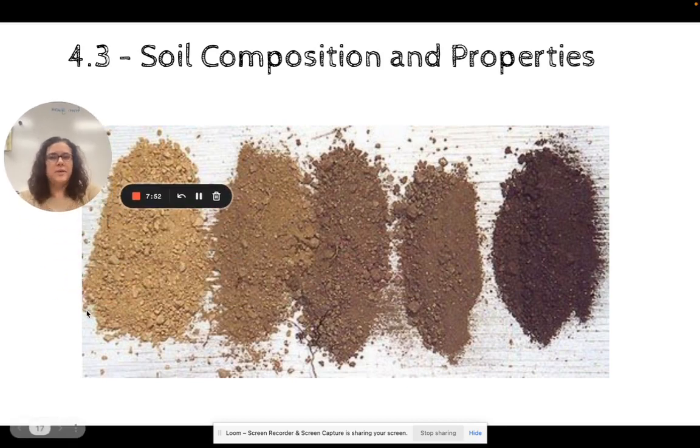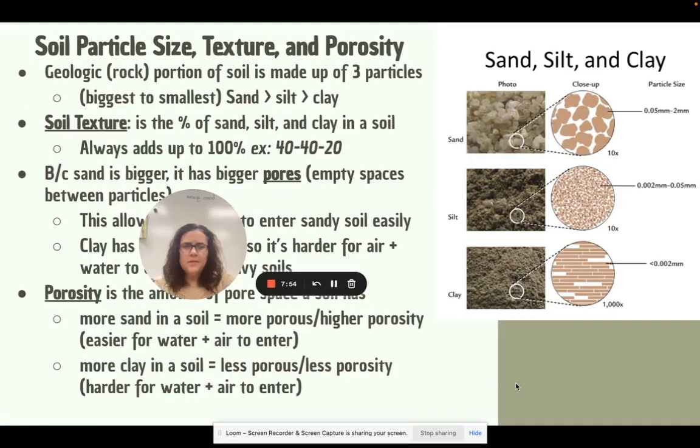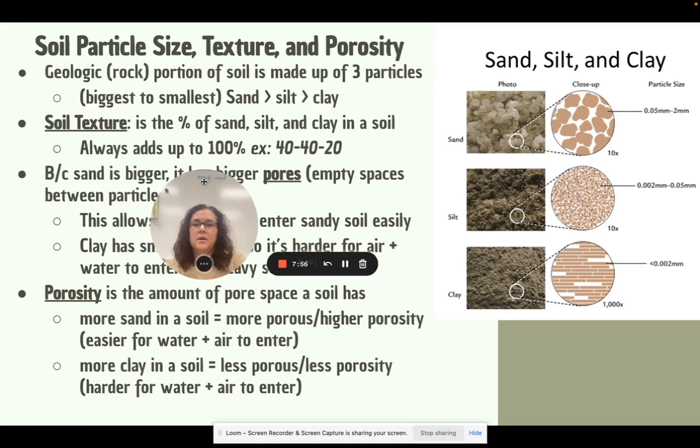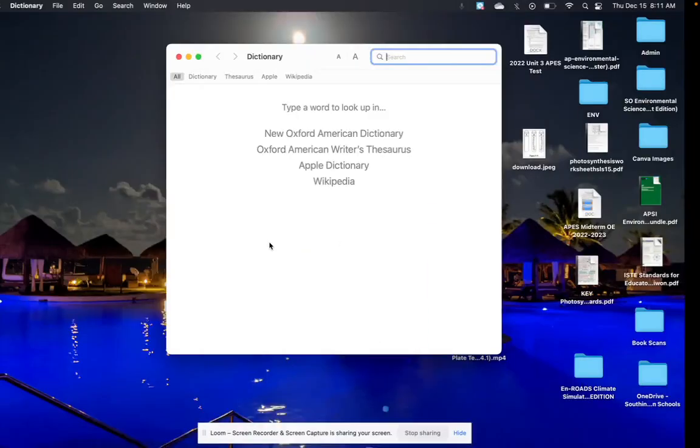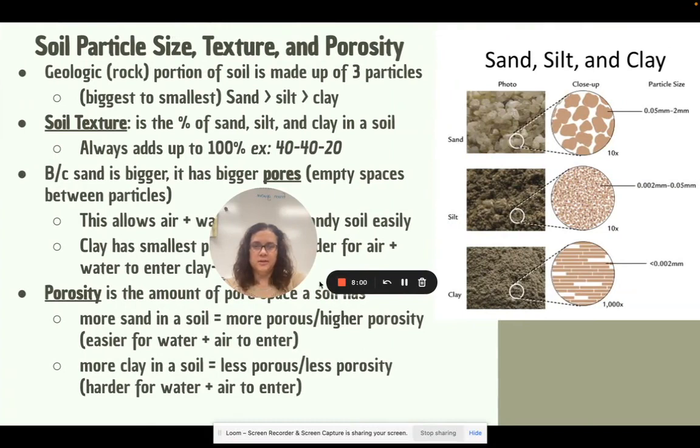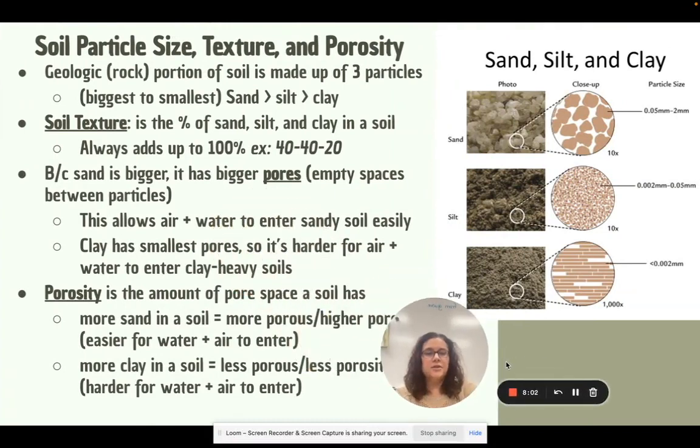So I'm going to go through this part pretty quickly because we're going to cover a lot of this in class. One of the things I want to make sure you know about soil texture is that there are three different types of materials. We've got sand, silt, and clay. Our soil is a mixture of those, and that's what we're going to look at.